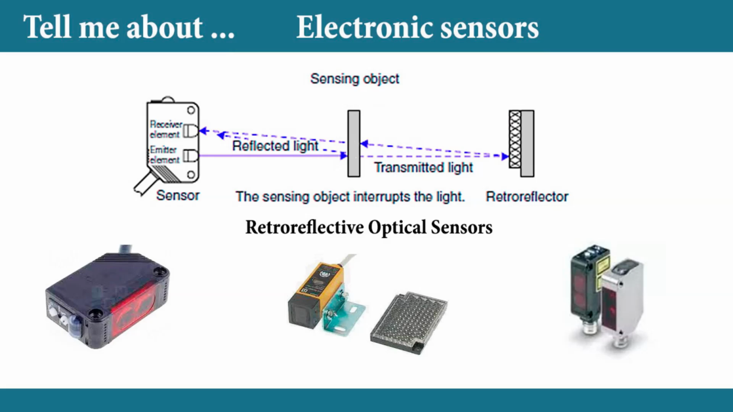Types of retroreflective sensors. 1. Standard retroreflective sensors. These sensors use a separate retroreflector positioned across from the sensor. They are suitable for detecting opaque and large objects.